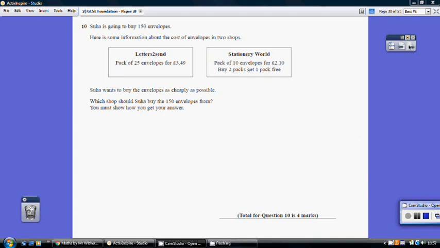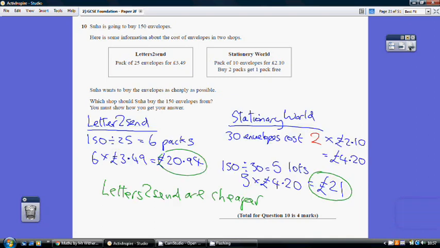So we need to buy 150 envelopes. Let's look at each offer in turn. Letters to send: a pack of 25 costs £3.49. Well, we need 150 envelopes, 25 in each pack. 150 divided by 25 means we need 6 packs. Each pack costs £3.49, so that's going to be 6 times £3.49, which is £20.94.